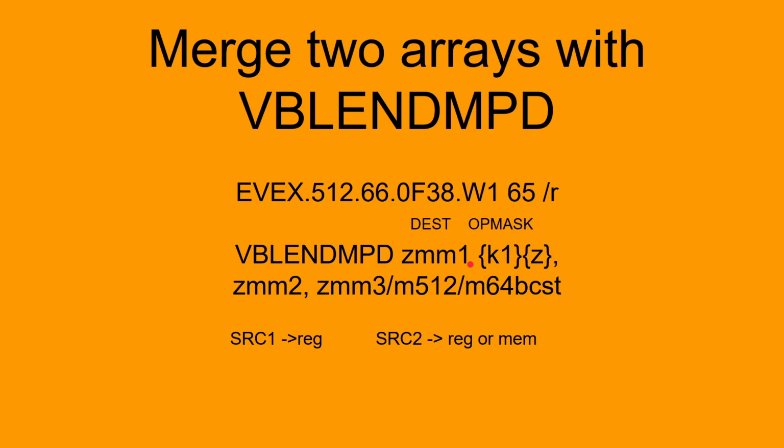The destination will be updated either by an element of source 1 or by an element of source 2. And the op mask register is used as the element control, which decides whether source 1 or source 2 gets to update the destination.